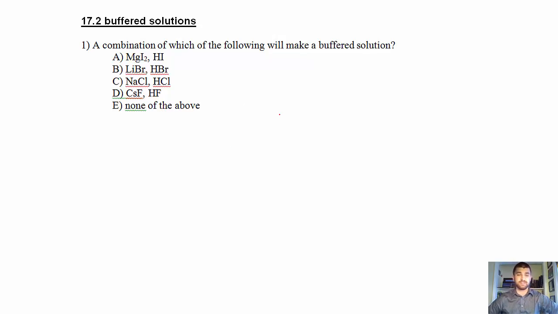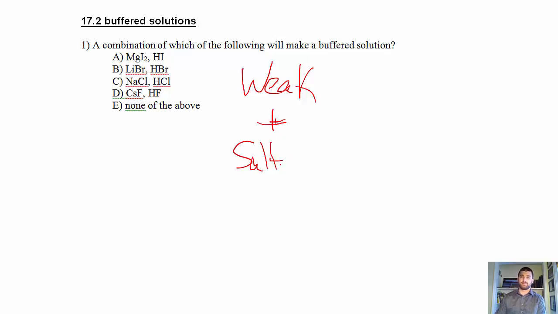Mr. Johnny here again, looking at 17.2 buffered solution stuff. All right, so it wants to know a combination of which of the following will make a buffered solution. Generally speaking, buffered solutions are made when you use a weak acid or base and you mix it with a salt that has its conjugate base pair or acid base pair.